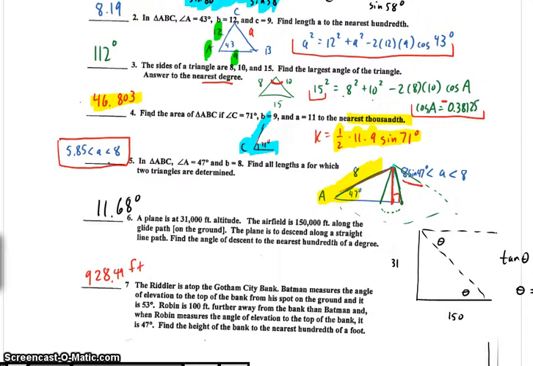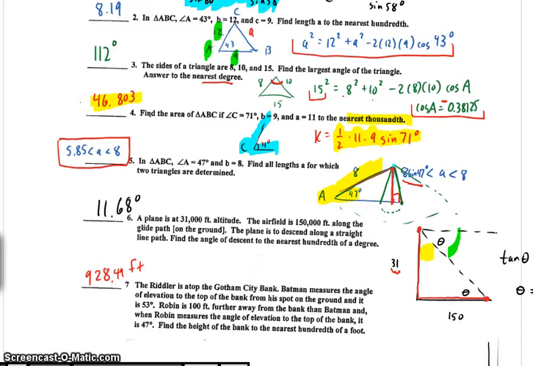All right, number 6, simple problem. It gives a plane that's at 31,000 feet. Okay, I'm just going to write that as 31. It says that an airfield is 150,000 feet along the ground from this, and the plane is to descend along a straight line path. Find the angle of descent. The key is having this angle in the right place. The angle of descent would be this angle, the green one, not the yellow one.